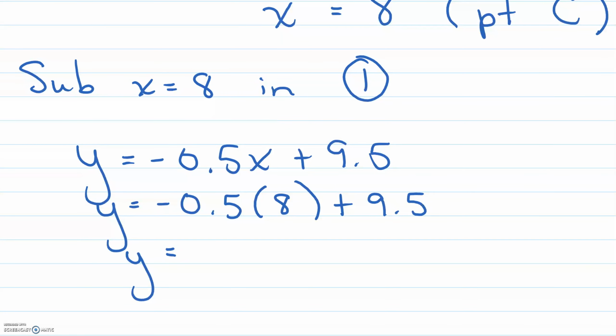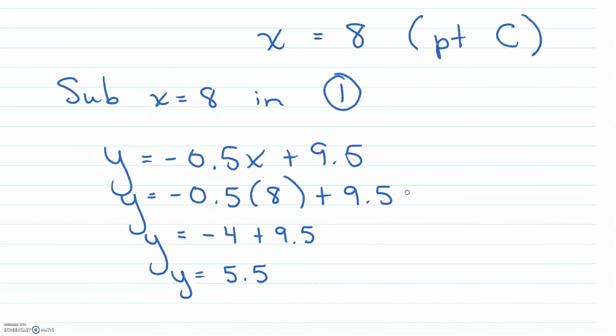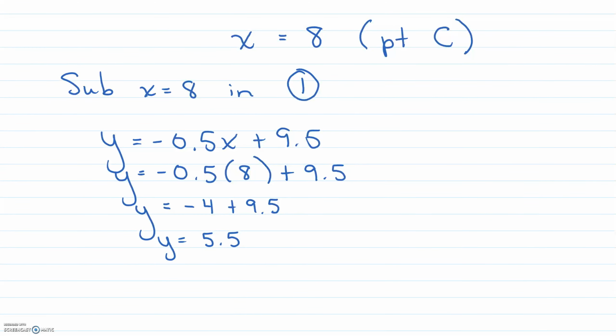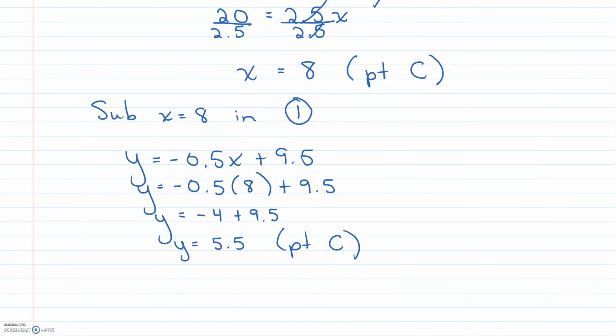Okay, so we were just finishing off this example. I had said that 0.5 times 8 is 4, but just be careful, there's a negative there, so it's actually negative 4. And negative 4 plus 9.5 will be 5.5. So that is the y value for point C. Remember that point C can only be found by using the method of substitution or elimination, since it's finding the POI. So therefore, point C is (8, 5.5).